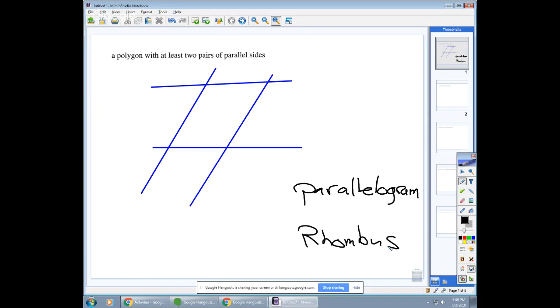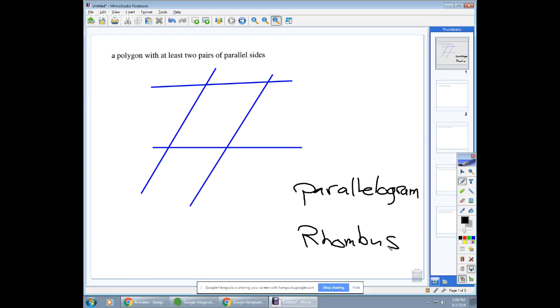So does this figure right here look like a rhombus that I just drew? Yes, I got a maybe. Why is it a rhombus? That would make it 2 pairs of parallel sides, making a parallelogram. It has 2 pairs of congruent angles. That makes it a parallelogram.